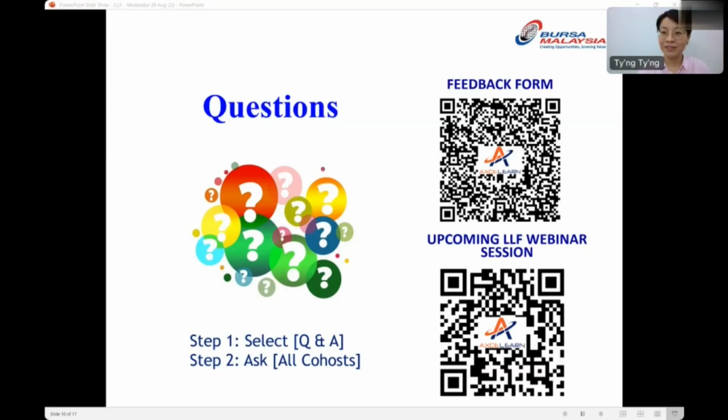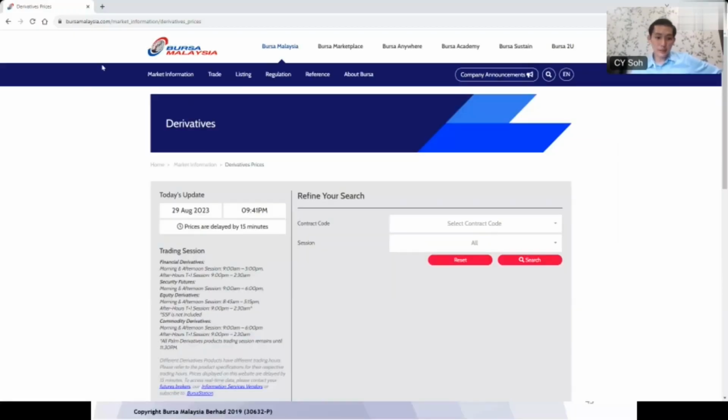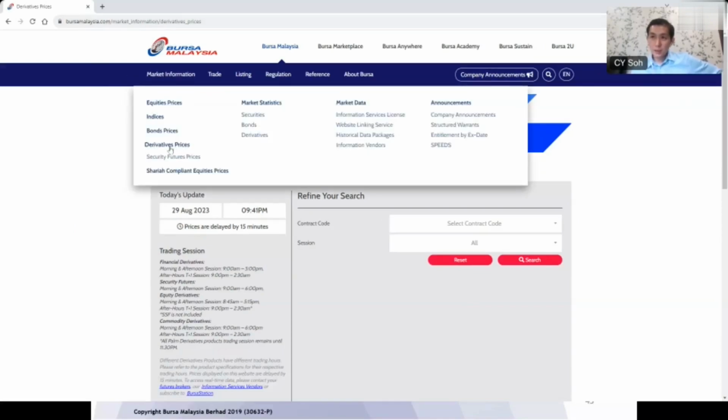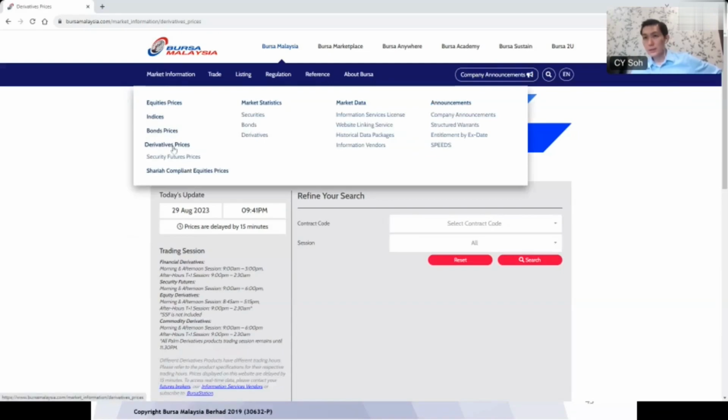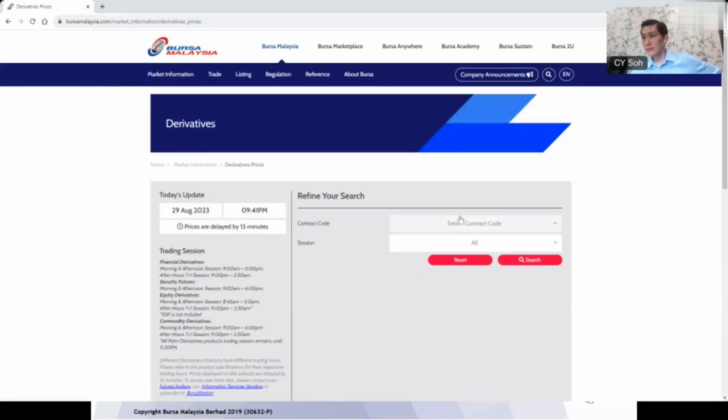Bursa Malaysia. Hold on, I need to open this. Bursa Malaysia, make sure you enter the correct website, bursamalaysia.com. In this section, you can go to market information. If you look at derivative prices, we can click on it to see whether there is any information.